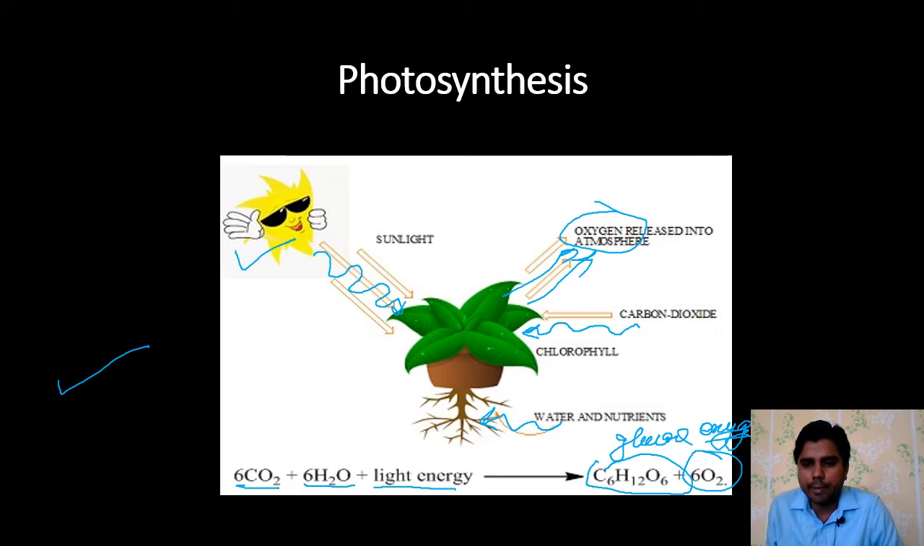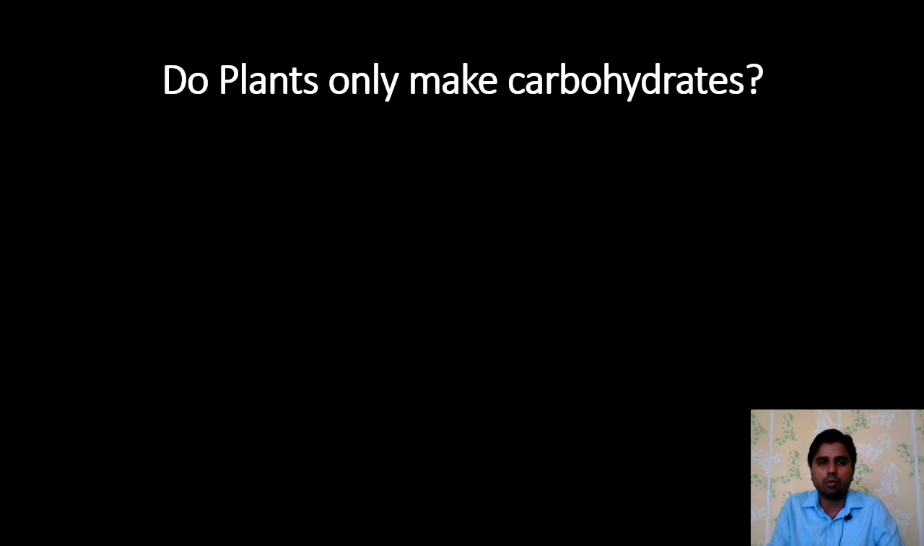Okay students, but the question is: do plants only require glucose for the different activities done in the plant body? Is only glucose important, or are other nutrients like protein also important, or fat also important? What do you think, students? You have to tell me. Do plants only make carbohydrate? Can only carbohydrate do all types of functioning present in the plant? I will give you some time, you can think also.